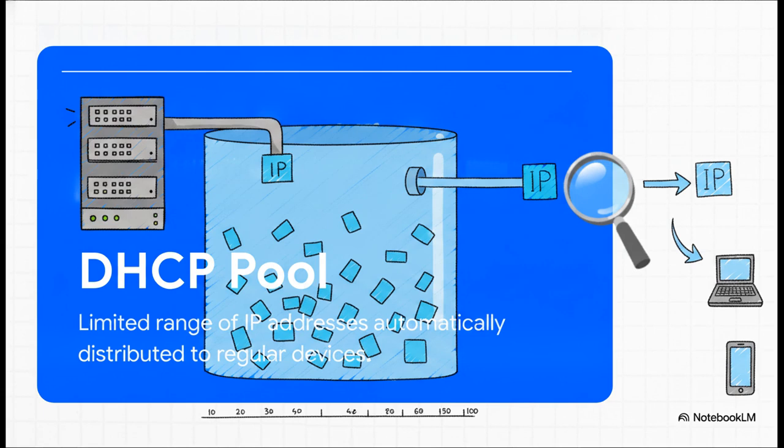The server operates using a strictly defined inventory, which we call a DHCP pool. Imagine a giant tank filled with a very specific set of numbers, let's say everything from number 10 right up to number 100. When a standard device connects, the server reaches into the pool and hands the device the very next available number. It's a highly orderly, sequential system.